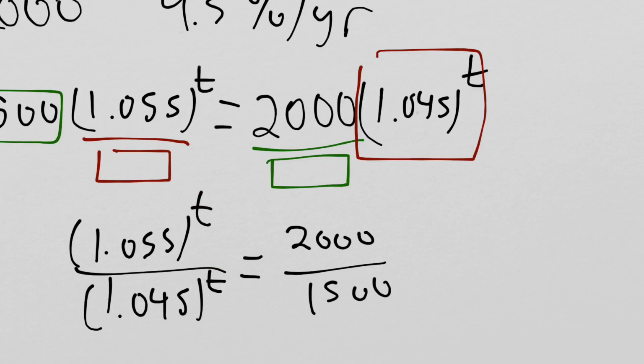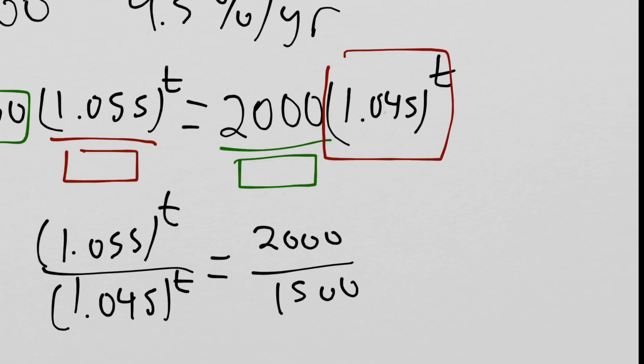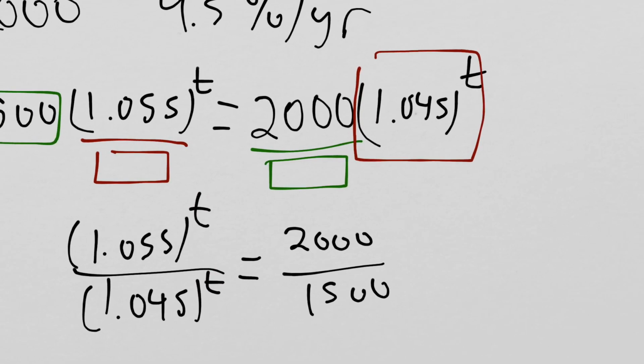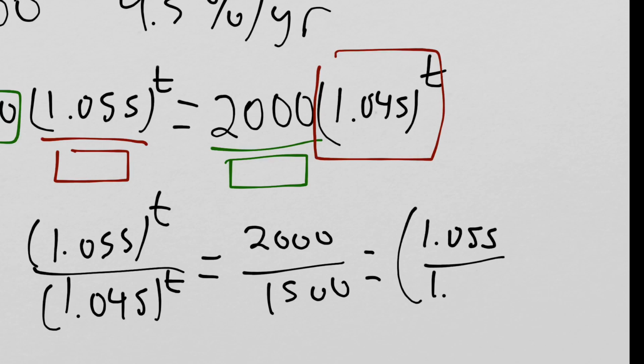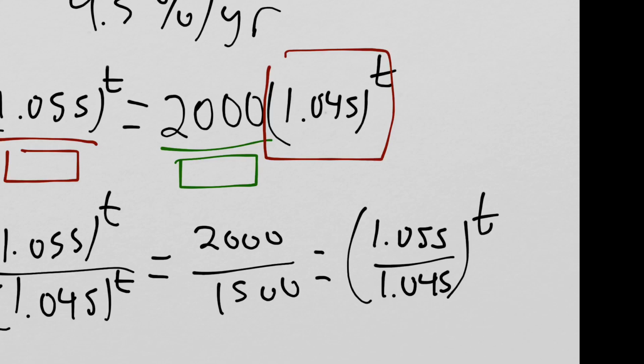So that makes this a lot harder algebraically, but this one actually isn't so bad because if this is raised to the t and this is raised to the t, we can rewrite this so that they're both raised to the t. And I'm just going to do it over here. So we have 1.055 over 1.045, and they're both raised to the t. Okay, both raised to the t. So now we have a base and we have an exponent. And that's all that we have on the left side, so we should be able to use a logarithm now.